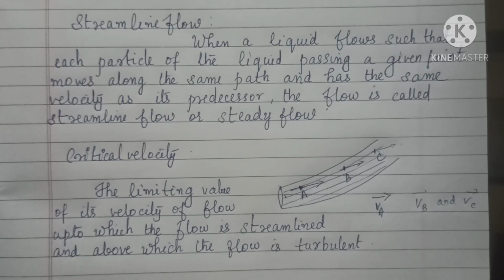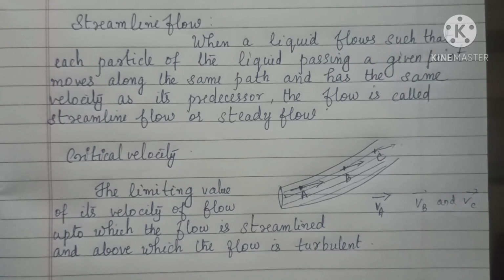So I already told that there are two kinds of flow. First one is streamline flow, in which the particle has a constant velocity at each point and it travels along the same path as that of the predecessor at that particular point.